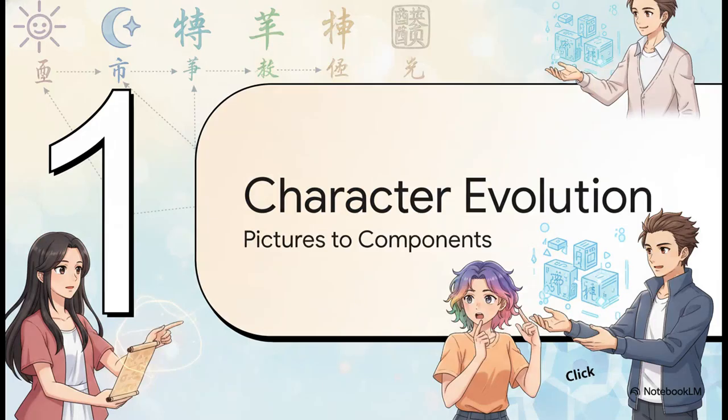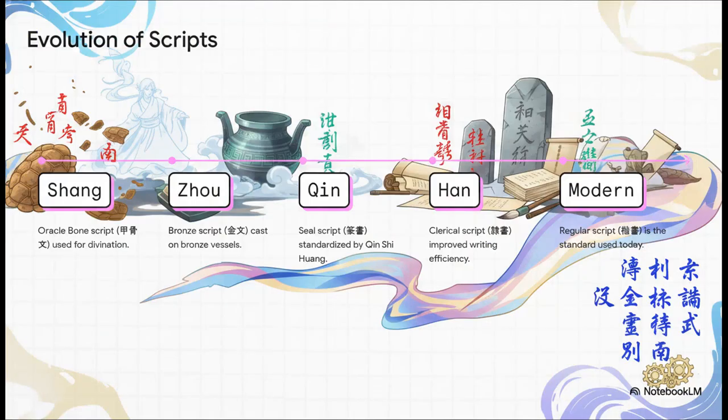Section 1. Evolution, Pictures to Components. Here's the wonderful news that shifts our entire paradigm. We're moving away from the myth of rote memorization and looking at historical reality. If we look back to the Shang dynasty with oracle bone inscriptions, those were essentially pure pictograms carved on turtle shells. But as society advanced through the Zhou, Qin, and Han dynasties into our modern era, the characters evolved. They didn't just stay as chaotic little drawings, they transformed into a highly structured, reproducible system. The natural curves became structured straight lines, and the pictures became modular building blocks.